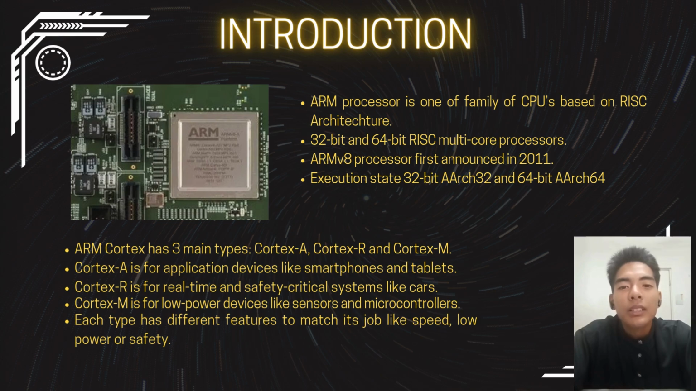Cortex-A is generally used for application-level computing in devices like smartphones and tablets. It's more into performance features. Cortex-R is designed for real-time applications that involve safety systems, like those used in cars. And the last one is Cortex-M, used mainly for low-power systems and microcontroller devices. So each of these three types of Cortex has a different use.